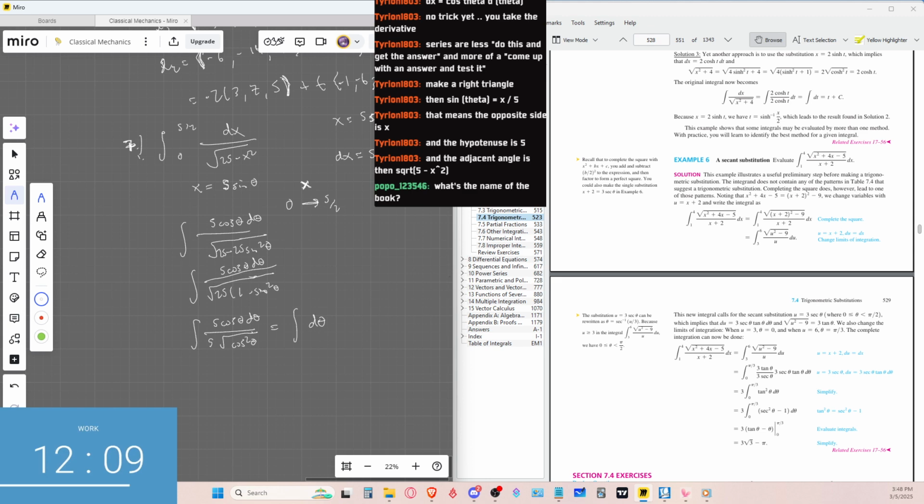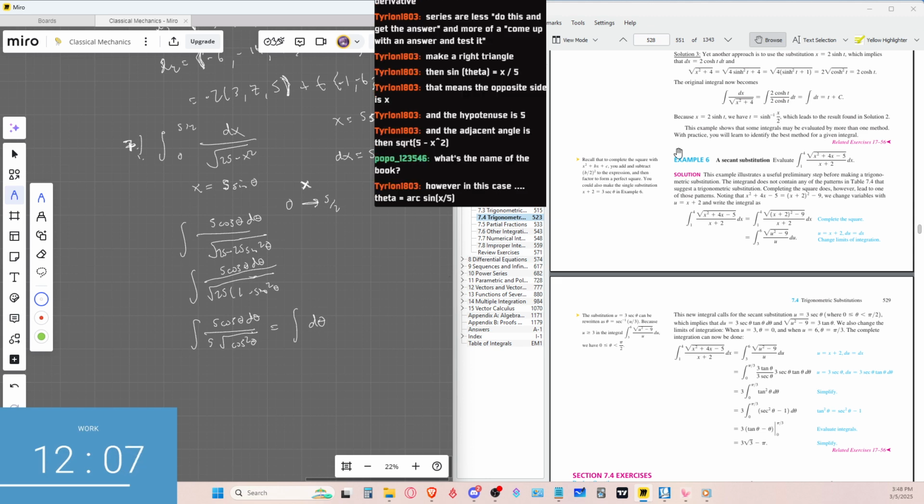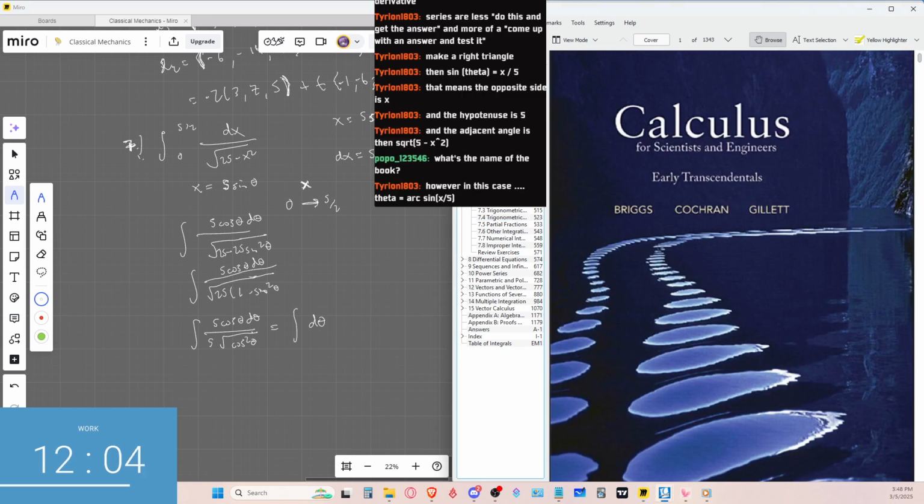The book is called Calculus for Scientists and Engineers. That's the title of the book.